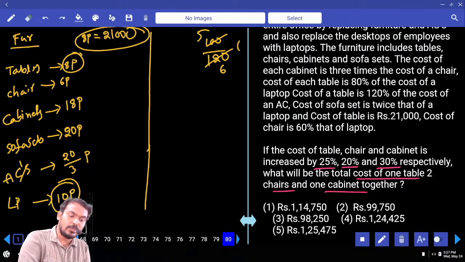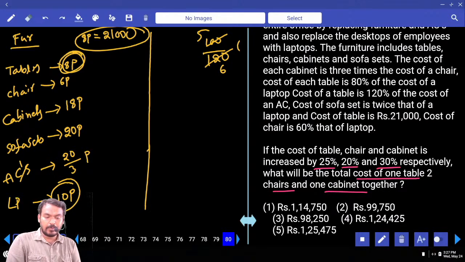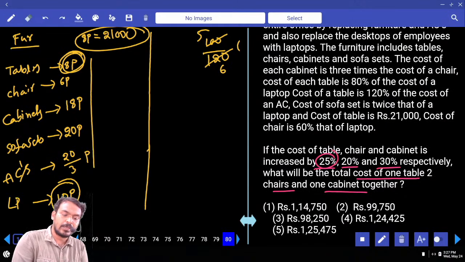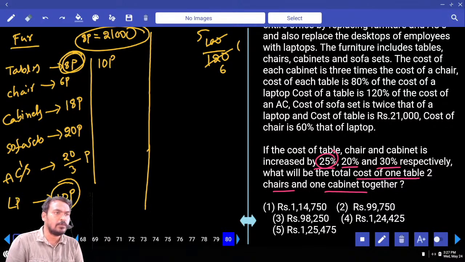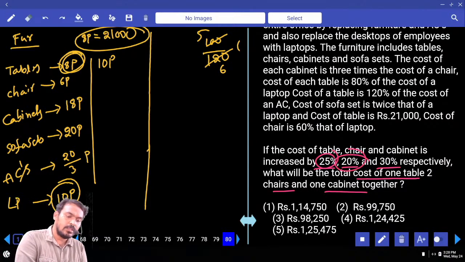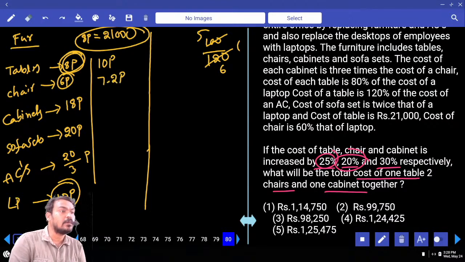One table means how many parts? 8 parts. It is increased by 25%. What is the new price? 10 parts. New price are 10 parts. Next, chair is increased by 20%. What is the 20% of 6 parts? 1.2. Each one 7.2 parts.